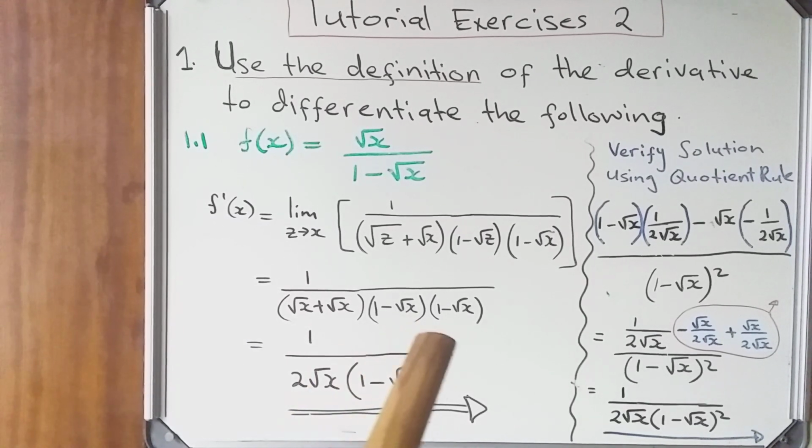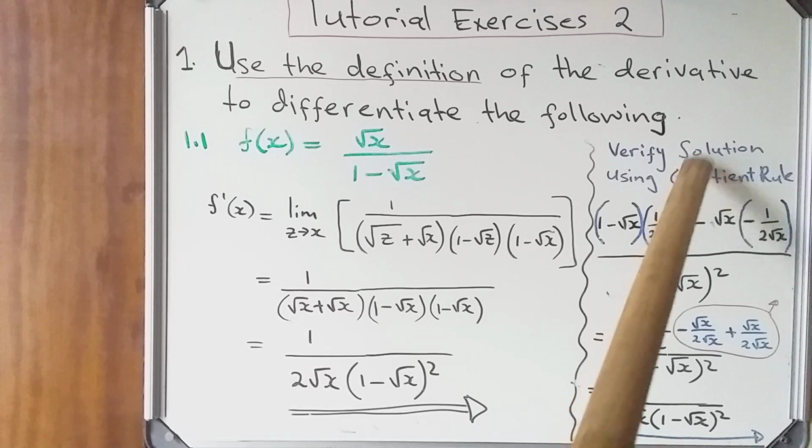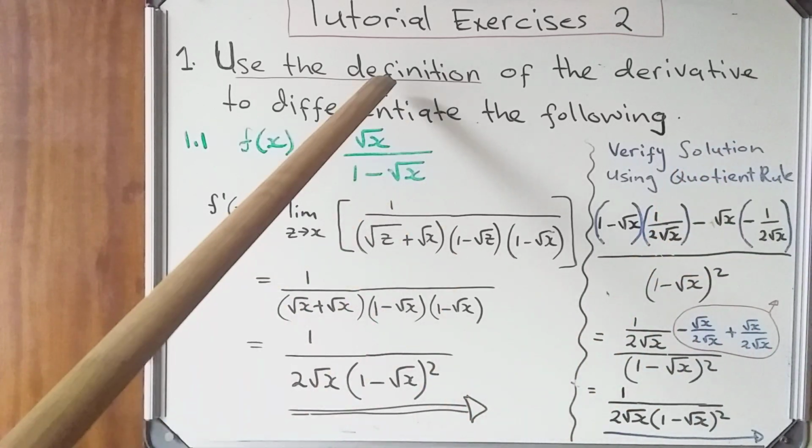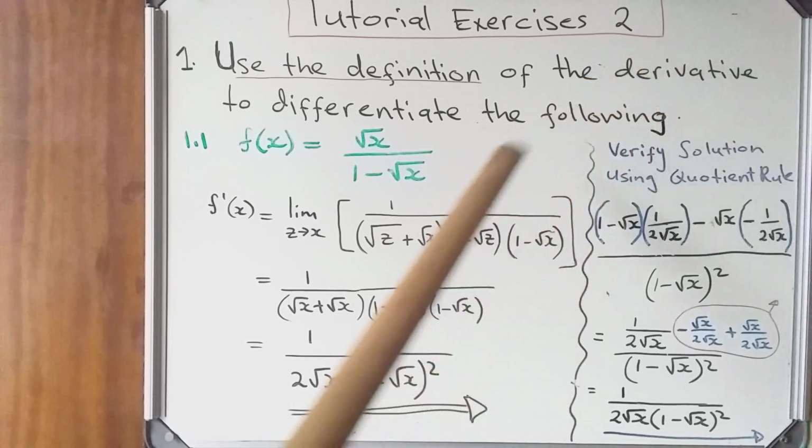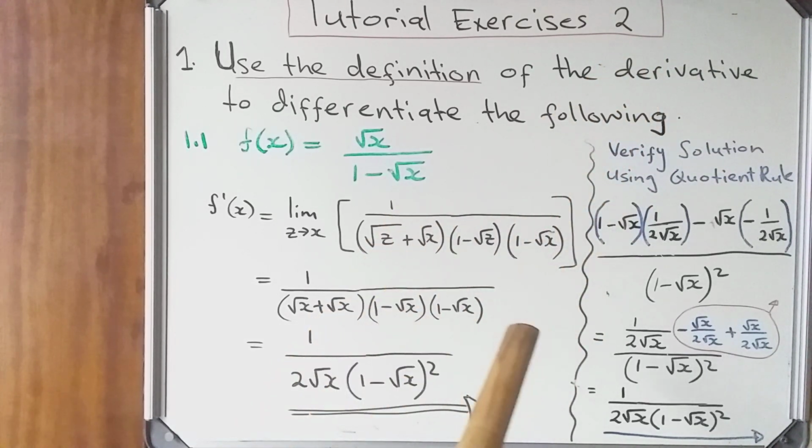You can see that the answer you get after verifying with the quotient rule is the same as using the definition of the derivative, which means from first principles. So the answers are the same. Basically, this is how we'll be doing it.